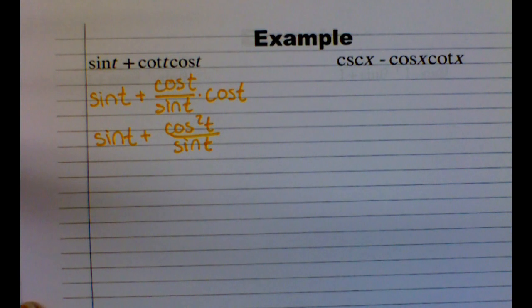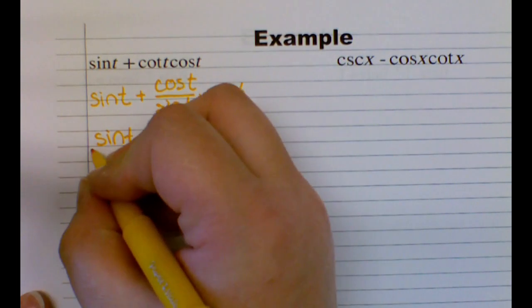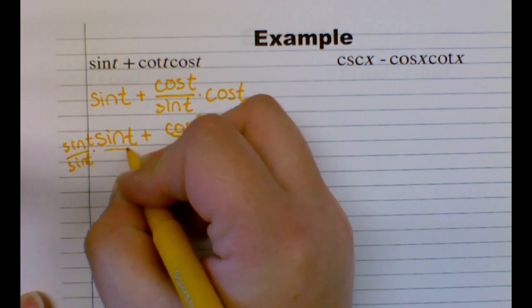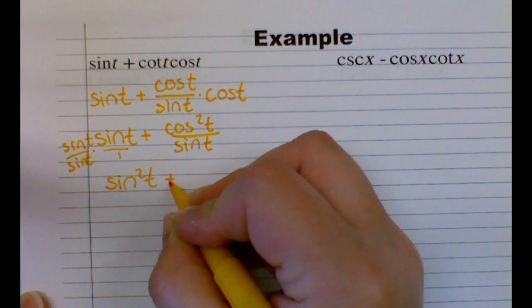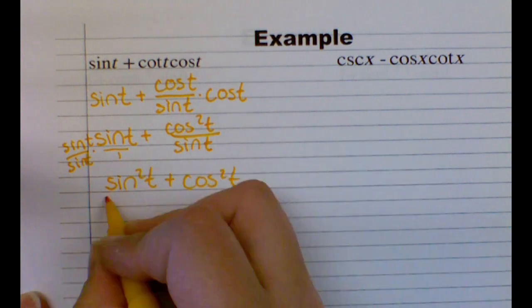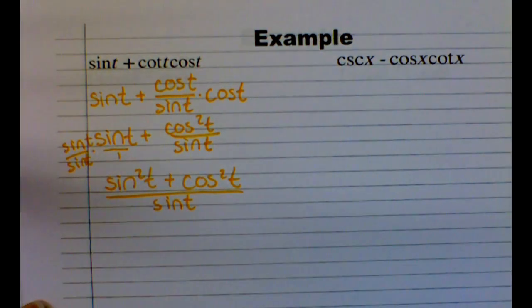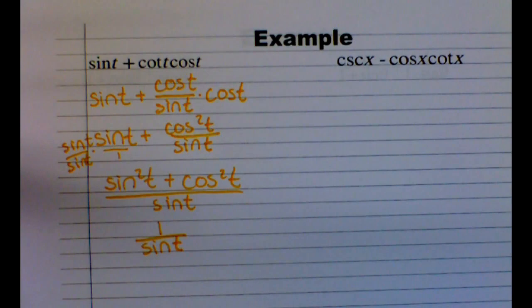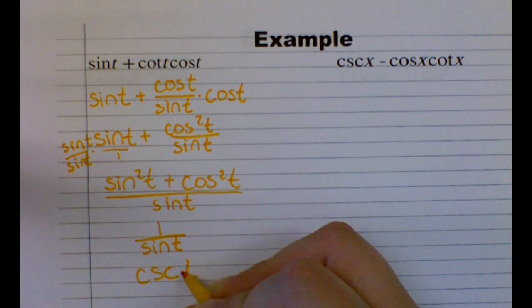Now I have some options. I personally would say, let's get a common denominator. So I'm going to multiply this fraction by sine of t over sine of t. When I say fraction, remember it's got that invisible 1. So I now have sine squared of t plus that cosine squared of t I had before, and it's all over that common denominator of sine of t. And I know sine squared plus cosine squared is 1. And now for these to be fully simplified, you don't want a fraction anymore. 1 over sine is cosecant of t.